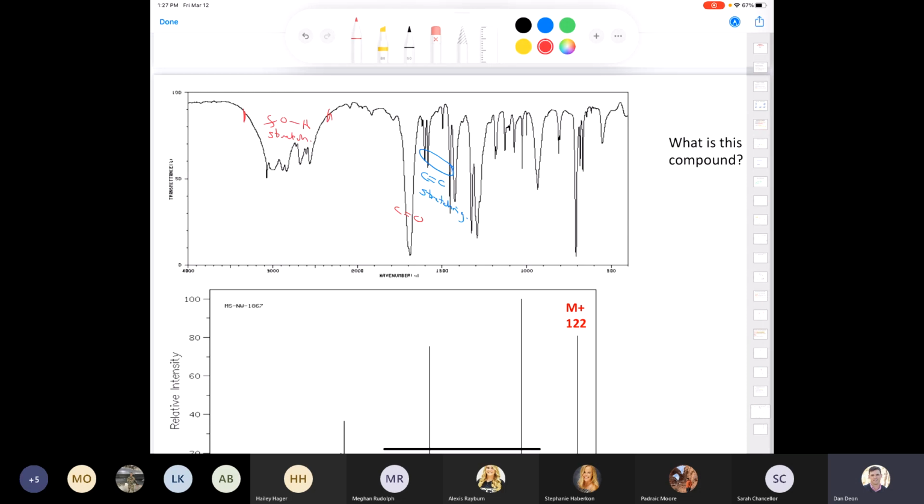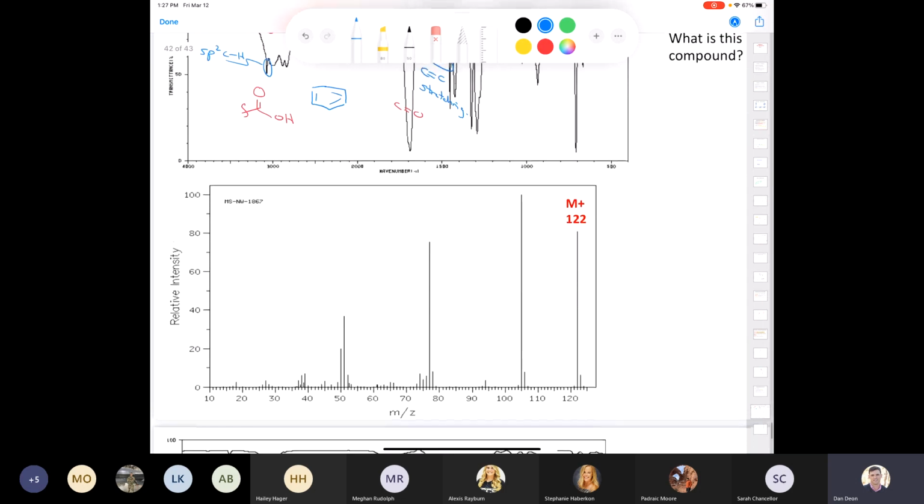In this molecule, I'm going to go over it really quickly because I only have 3 minutes left. We've got a carboxylic acid. We've got that functional group, and we also have an aromatic. You could also argue that this here is sp2 carbon-hydrogen stretching. So we also have an aromatic ring. All right, so we got those 2 fragments.